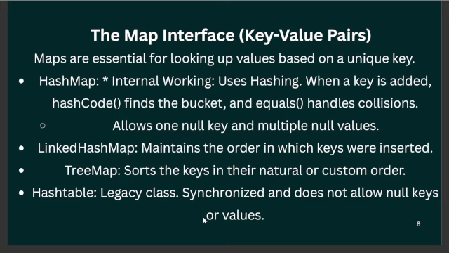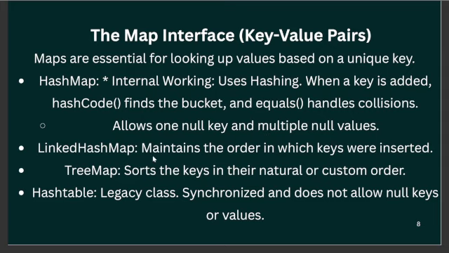So now comes one of the most important topics, map. Map stores data basically in key value format. So let's understand it, essential for looking up values based on a unique key. We have to know that the key should be unique, and we have multiple types like hash map, whose internal working uses hashing. When a key is added, hash code finds the bucket and equals handles collision. It allows one null key and multiple null values.